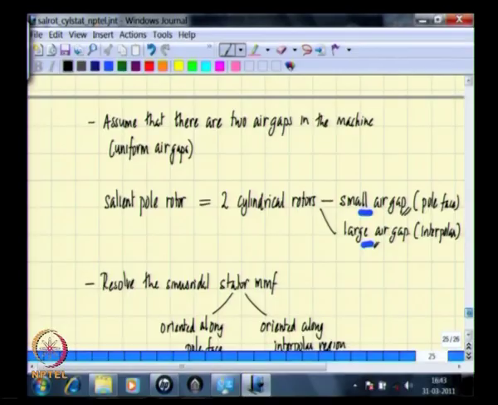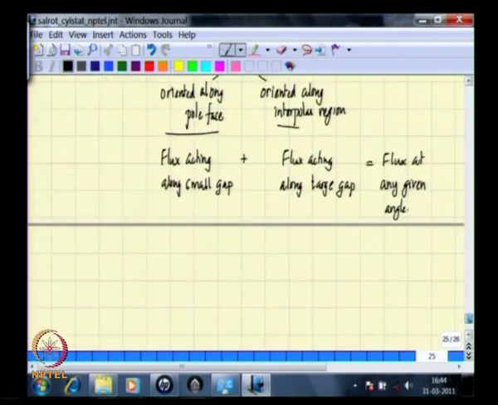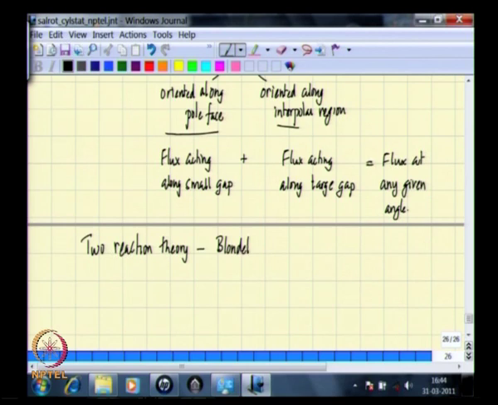So we now consider the rotor to be composed of two cylindrical rotors, one having a small air gap, one having a large air gap, and resolve the MMF along these two axes, and then you find out the net flux. This approach has been called the two reaction theory, and is attributed to Blondel. So it is called Blondel's two reaction approach.